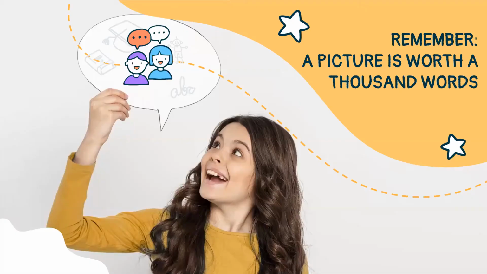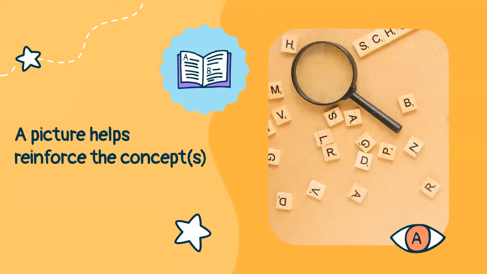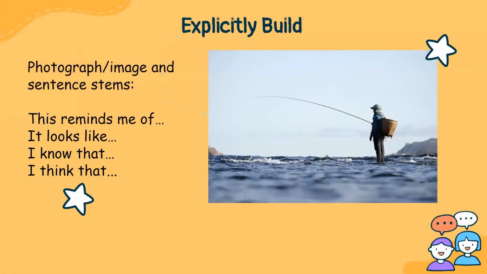Remember, a picture is worth 1,000 words. So use that to your advantage when activating background knowledge. It helps to reinforce those concepts when you give them visual clues. So here's some examples. When you're explicitly building, take a look at the picture. You could start with something like this.